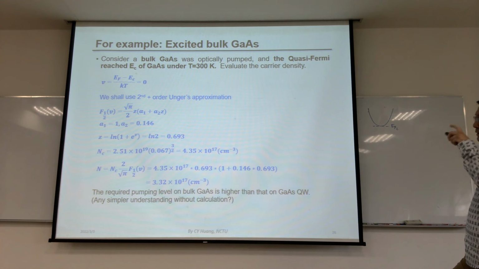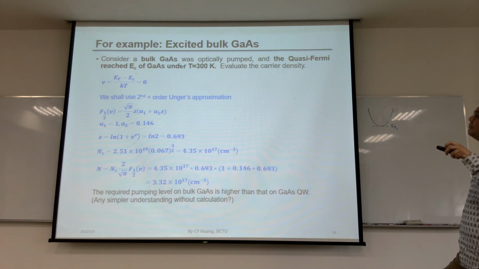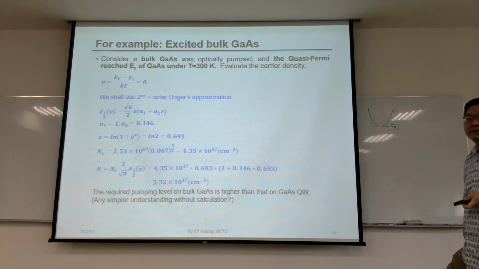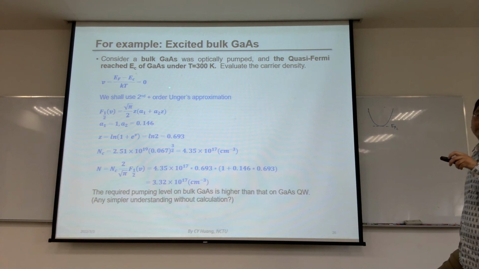Alright. So this is if we consider the bulk of gallium arsenide is optically pumped. It's pumped by a strong line anyway. And the Fermi level is at the EC of gallium arsenide. How much carrier density should we have? Alright, so first we find that mu is equal to 0. Then we can use the second order approximation because it fits its criteria. Then A1 is 1, A2 is 0.146, and the F of 1/2 is pi over half Z times, and the Z is log 2.